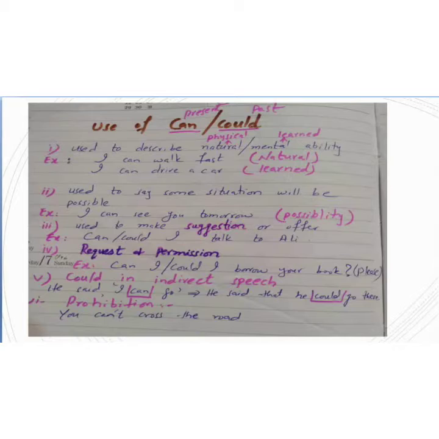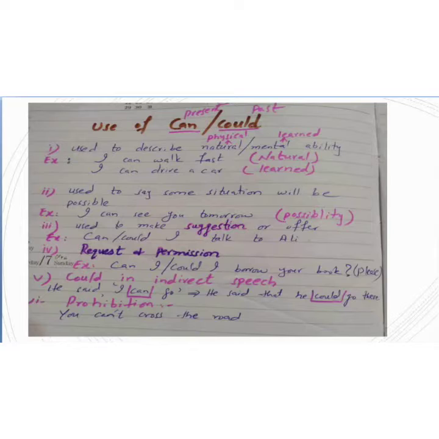So let's start discussing one by one. So first one is can and could. Can is used to describe a physical or mental ability. Can refers to the present and could refers to the past tense action.